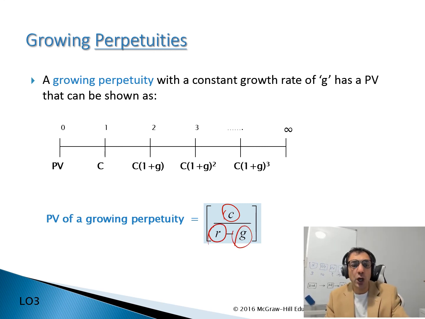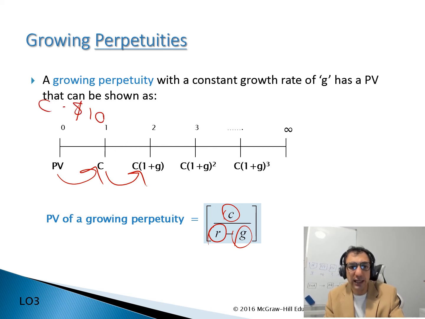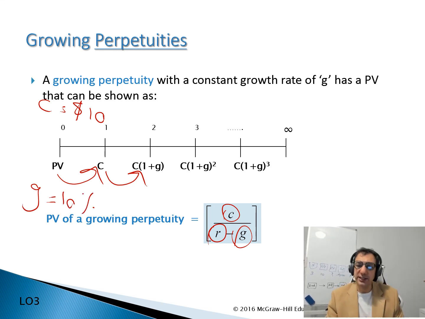For example, your first payment is C dollars, whatever it is, 1 year from now. 2 years from now, it's going up by G%. So for example, if your first payment is, let's say, $10, and your G in this case is, let's say, 10%, so let me write it down, G is 10%. So the second payment will be $11 2 years from now, and so on and so forth. So that's an example of the growing perpetuity.